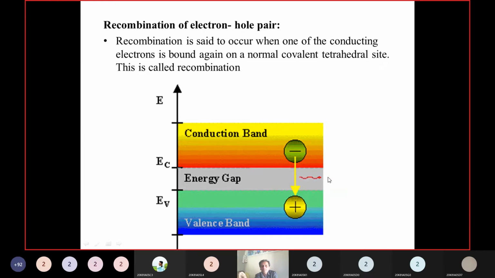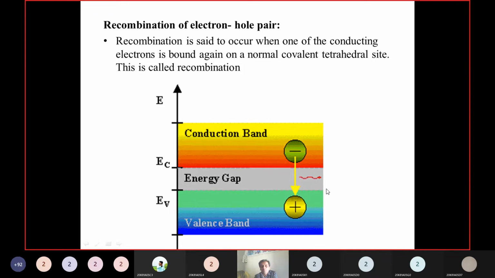What is the energy released? It depends on the energy gap between the valency band and the conduction band. The energy released, h nu, is equal to E2 minus E1. E2 is the energy of the conduction band and E1 is the energy of the valency band. So the released energy depends on the energy gap, which is E2 minus E1.